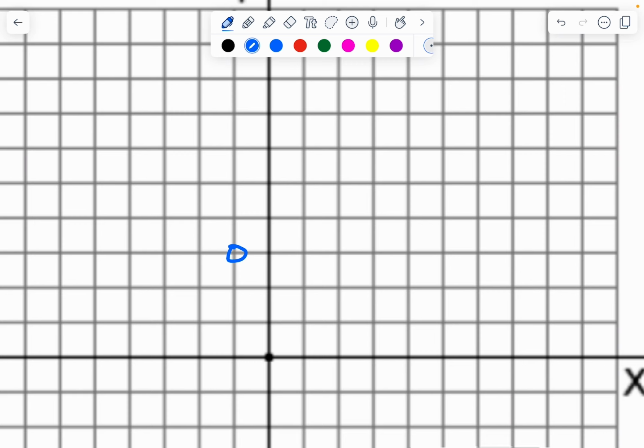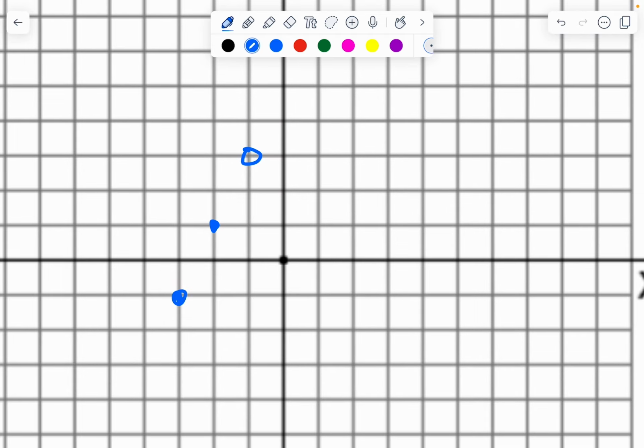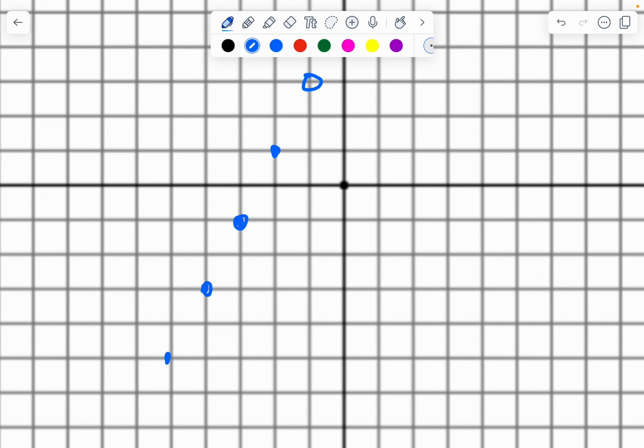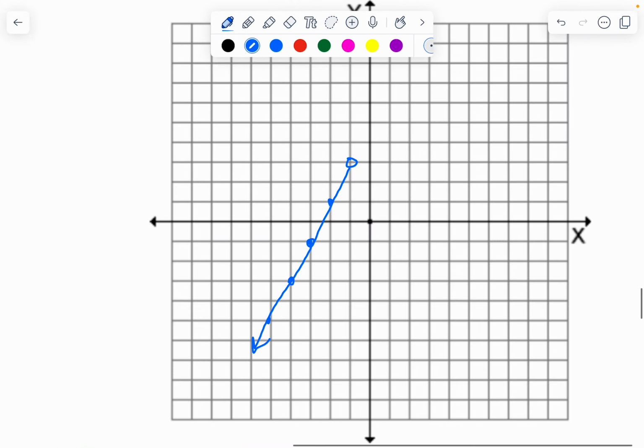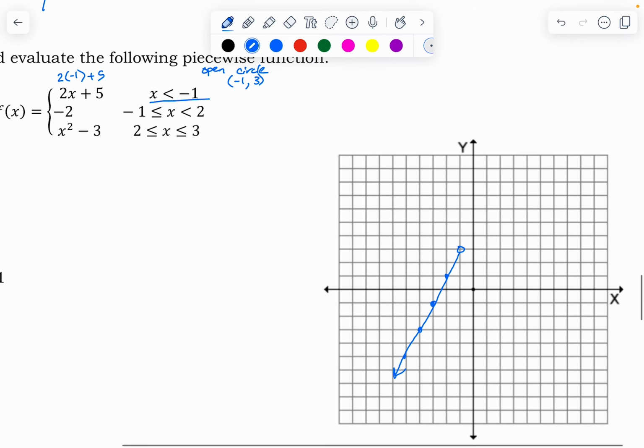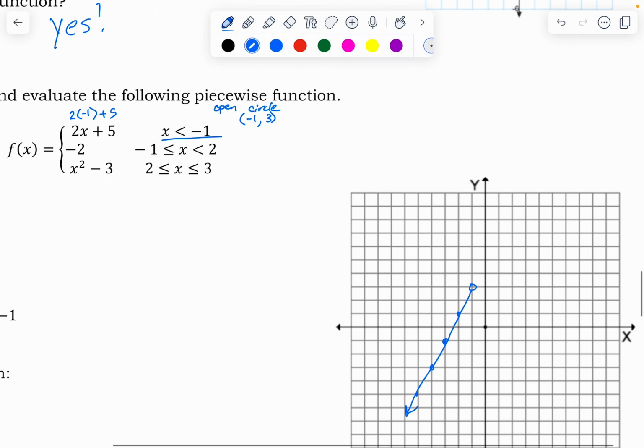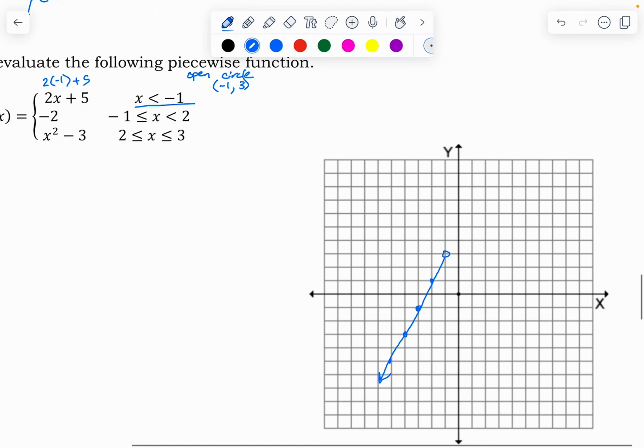Instead of going rise up 2, run 1, I'm going to go down 2, back 1, down 2, back 1. So I'm doing a negative and a negative, which gives me a positive slope, because a negative divided by a negative is a positive. And so I've got a bunch of these points. Pretend I can draw a straight line. I'm going to put an arrow and keep going. Did I do it right? Well, close enough.